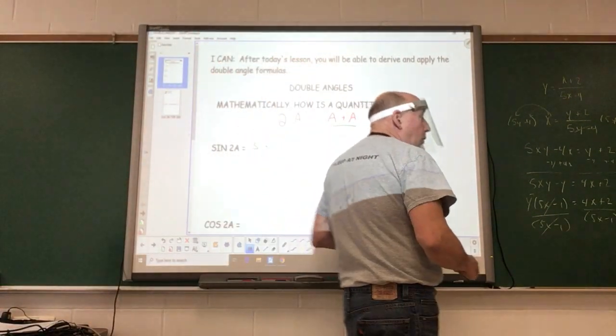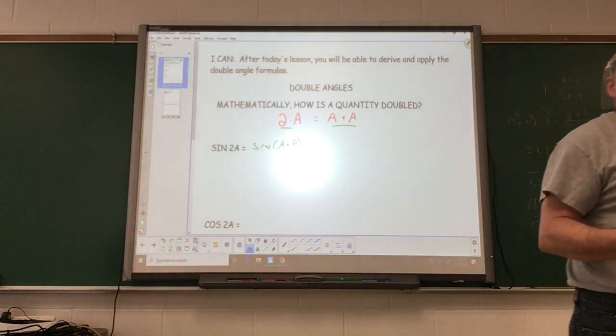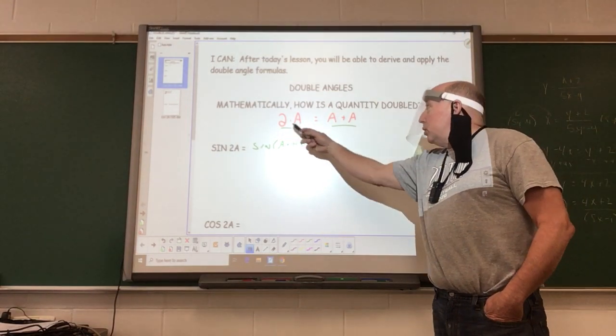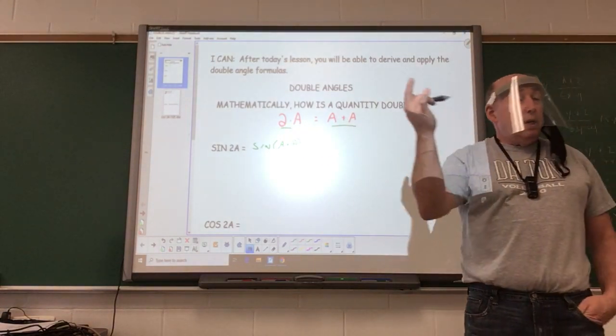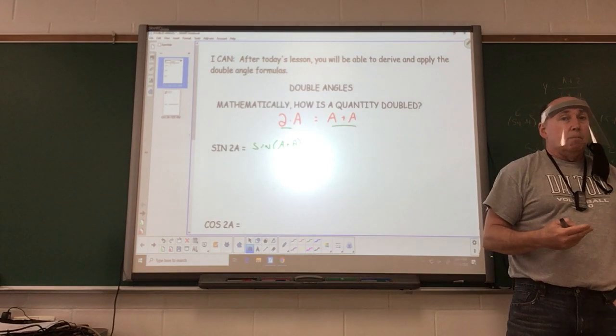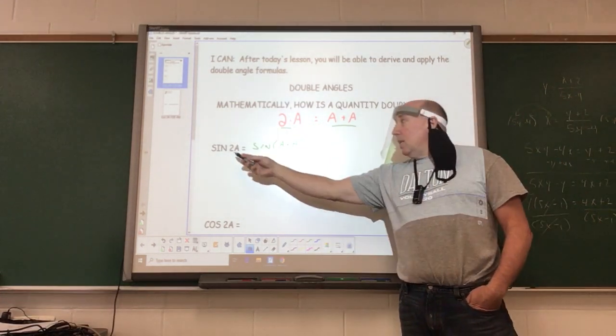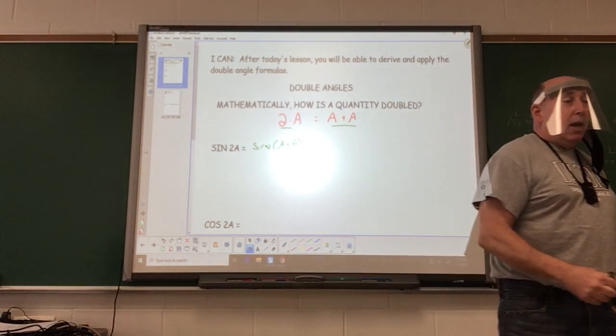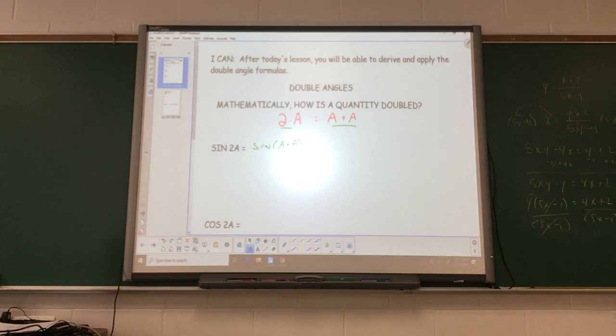When we double a quantity, we can either multiply it by 2 or we can add it to itself. Either way is a double quantity. So when we have a double angle, the sine of 2A, we can rewrite that as the sine of A plus A.